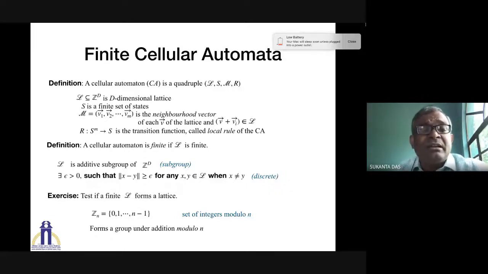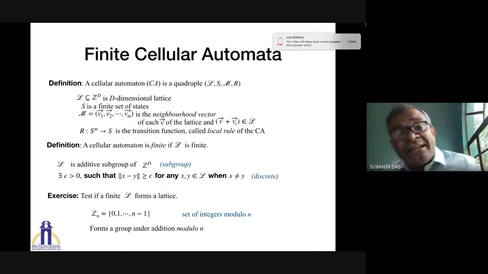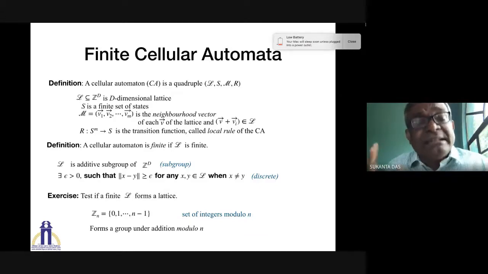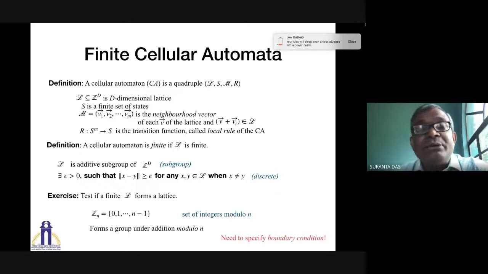Anyway, it forms a lattice, at least for the one dimensional case. I will give an example. And the lattice is finite. Since it is finite, the lattice should have some boundary, right? Since you have finitely many cells, it will have a boundary. There is some start cell and end cell, you can find these kind of things. So therefore, you need to specify a boundary condition.